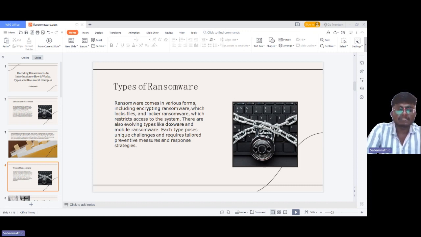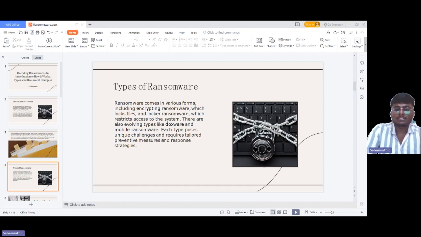Mobile device ransomware. As smartphones and tablets became integral to our daily lives, cyber criminals have expanded their scope to include mobile devices. Mobile ransomware targets these devices, often through apps or messages. Scareware. Scareware does not necessarily encrypt or lock files, but tricks users into believing their system is infected. It then prompts them to pay for fake security software.